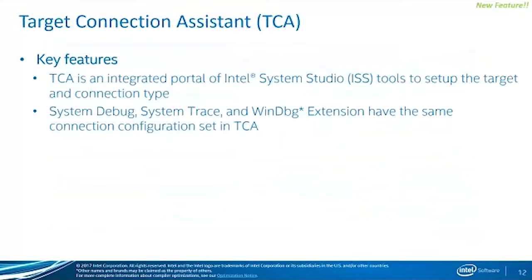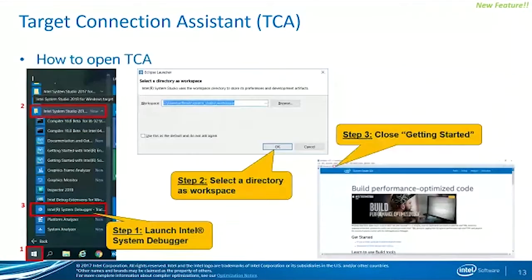Okay, before the main dish, allow me to serve you an appetizer. It's called Target Connection Assistant. It's a new feature in Intel System Studio 2018. The purpose of this Eclipse add-on tool is to help users easily configure the connection to the target.